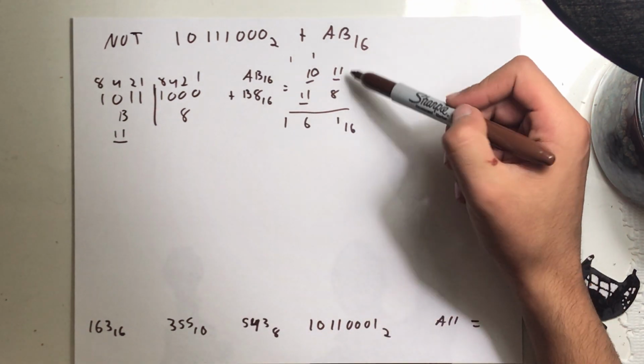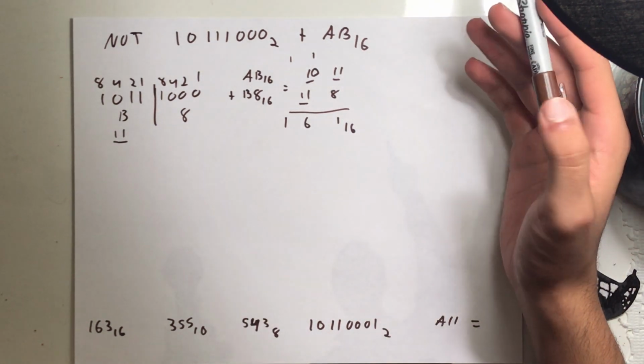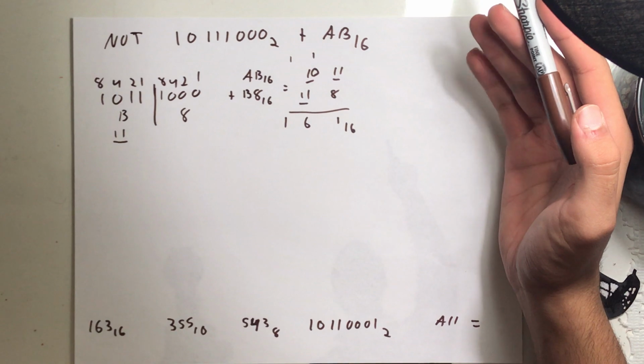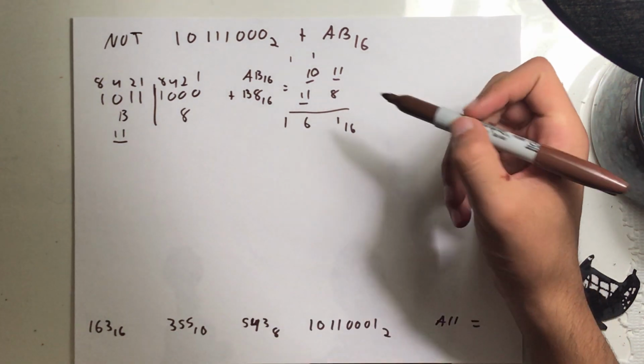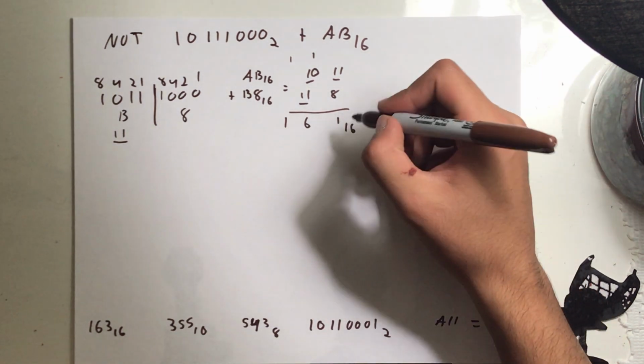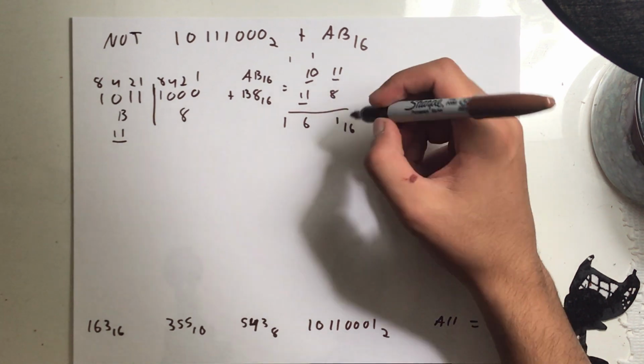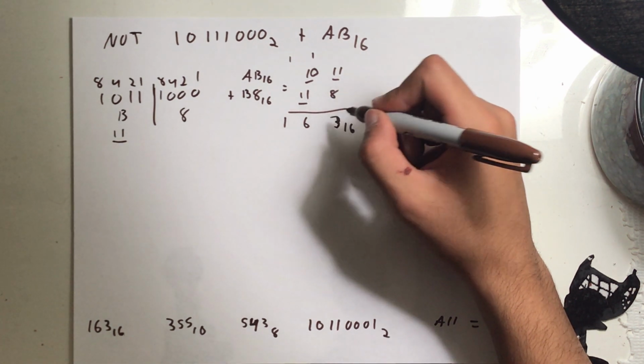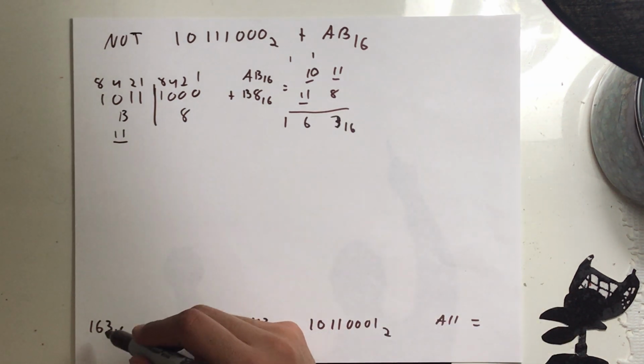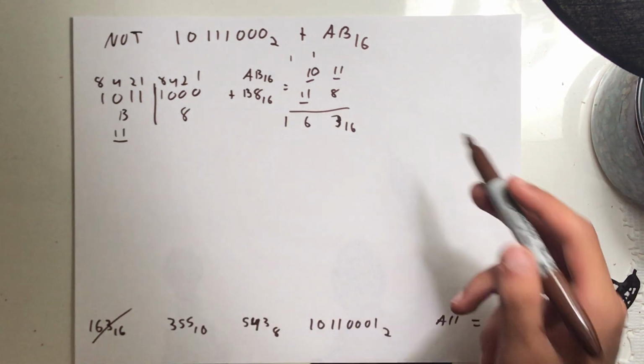I made a mistake. 11 plus 8 is 19. Why did I think that it was 17? 11 plus 8 is 19. So 16 goes into 19 one time with the remainder of 3. My bad. So this is out because it is equivalent, right?